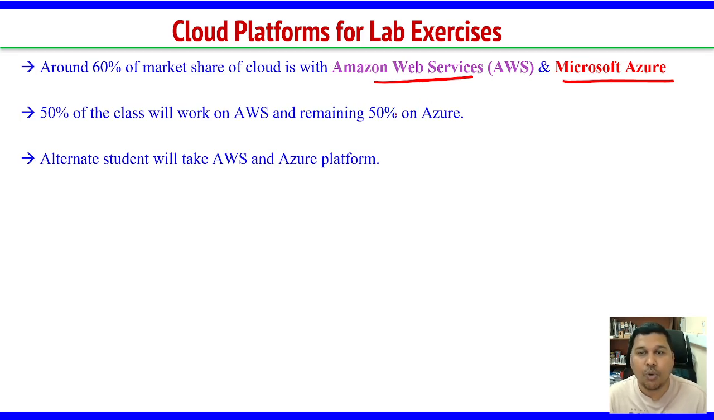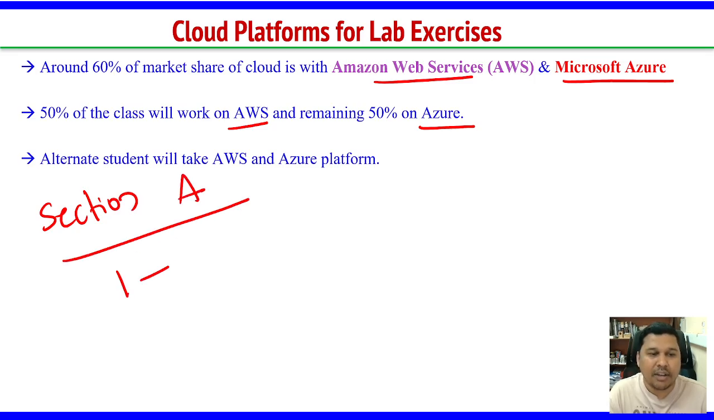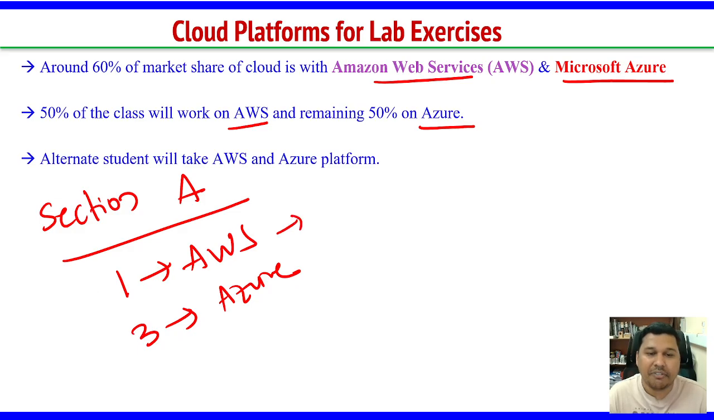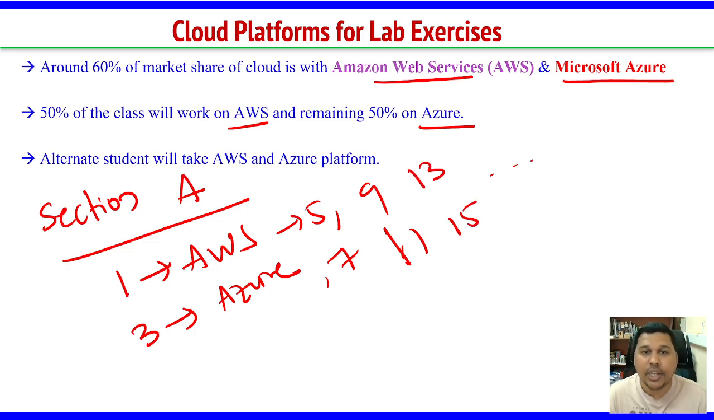So, how will we work on these platforms? 50% of the class will be allotted AWS and the remaining 50% Azure. How will this happen? Let us say for section A, roll number 1 will be given AWS, roll number 3 will be given Azure. In the same way, next roll number 5 will get AWS, 7 Azure, then 9, 11, then 13 and 15 and so on. Alternate students will choose AWS.